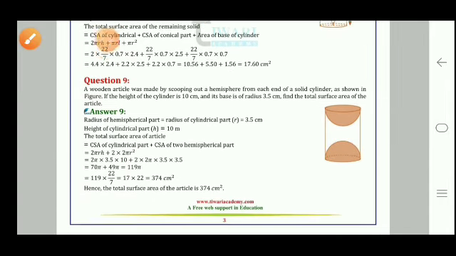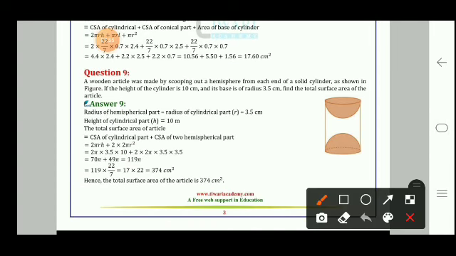Then the last question of the exercise, question number 9. It is given here a wooden article is made by scooping out a hemisphere from each end. So this hemisphere is scooped out, this hemisphere is scooped out. As shown in the figure, the height of the cylinder is 10 and the base radius is 3.5. Find the total surface area of the article. So as we know the radius is 3.5 and height is 10.